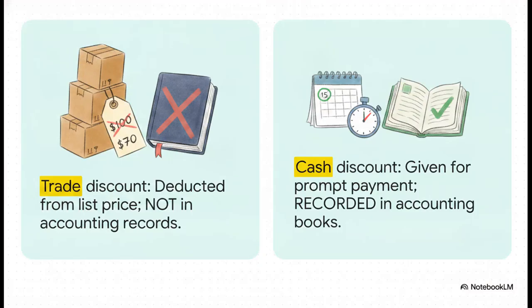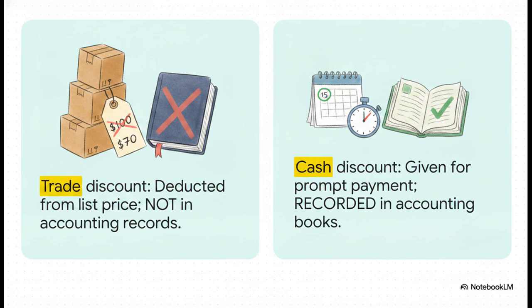Wild, right? Okay, before we get into the math, we really need to demystify discounts because businesses use two very different types, and it's easy to get them mixed up. First up is the trade discount. This is basically a reward for bulk buying or just being a super loyal customer. The crucial point you've got to remember here is that a trade discount is simply a deduction from the list price right there on the invoice, and it never actually hits the formal accounting ledgers.